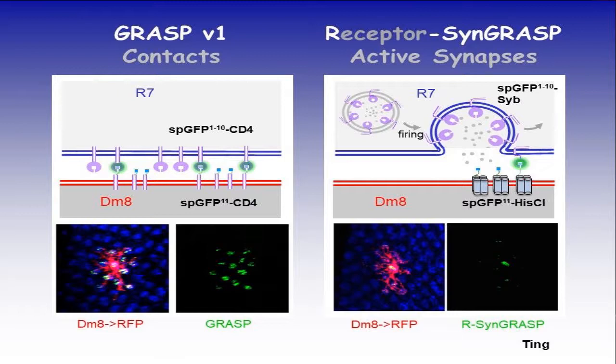On the left side is the simple GRASP method that's shown here. You can see that this Dm8 neuron, colored in red, makes contact with about 14 of the R7 photoreceptors, as shown with this reconstituted GFP fluorescence here. But when you look at the synapse activity, you'll see that most of the activity concentrates in the central columns here, while the rest only show a small spot here.